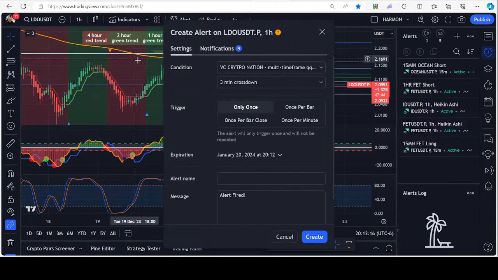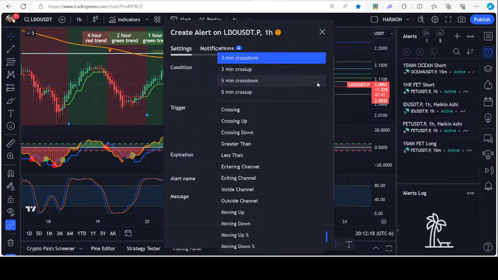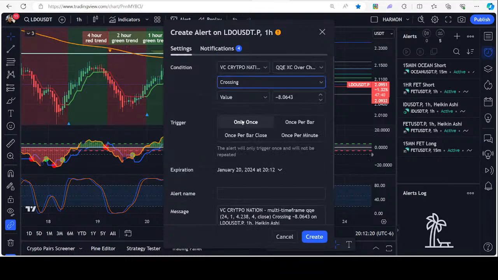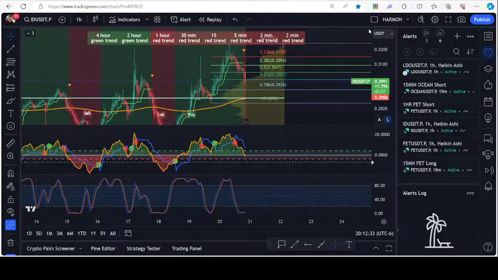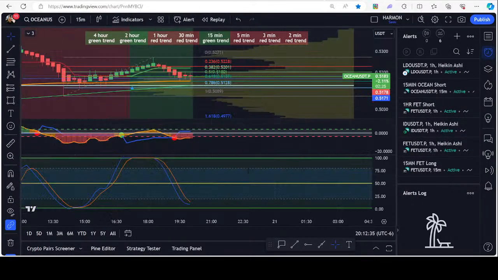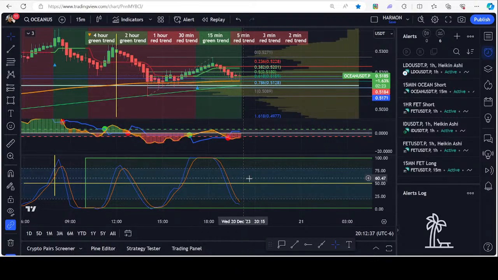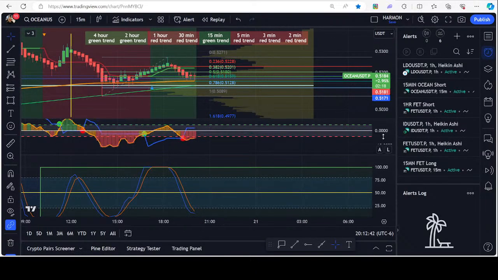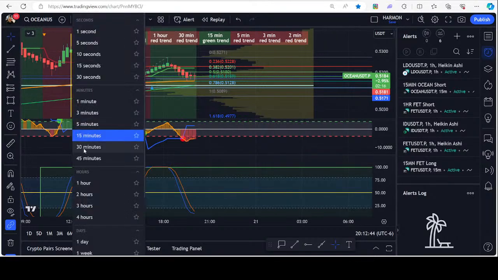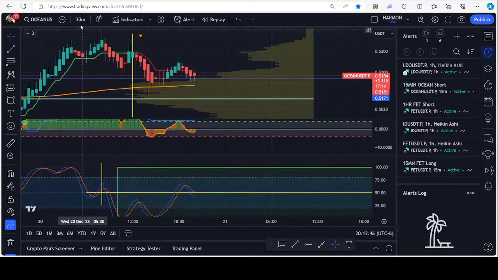Now on my 1 hours, I need to change the crossing here. I need to put it on 1 minute, and I don't need all that. I just need that to happen there, and then I'm going to create that. So now I want to get alerts on these 1 hour moons. That's what you're going to see me doing here as we move forward, setting up the moons. Looks like our 15-minute here on our Ocean is going to bounce, so we've got to respect our RSIs, let them reset and push up.